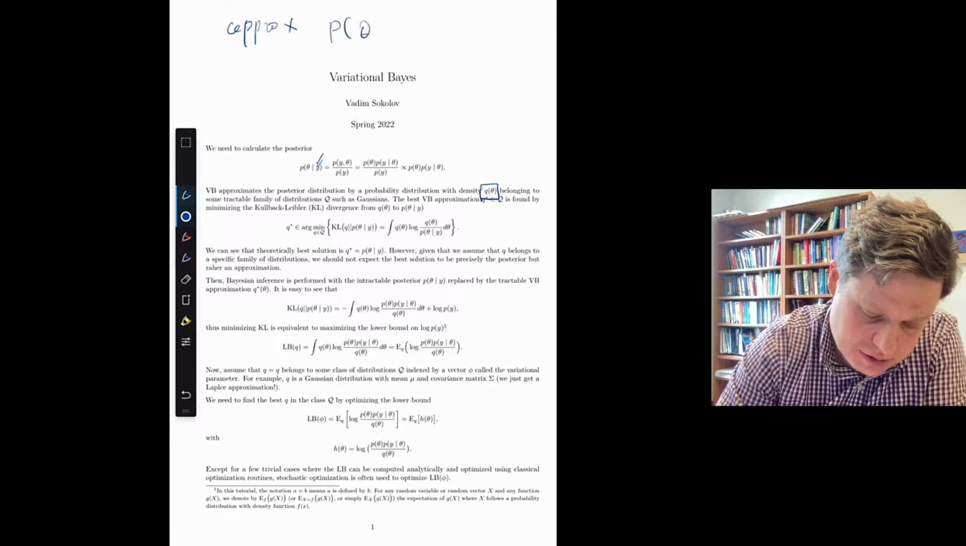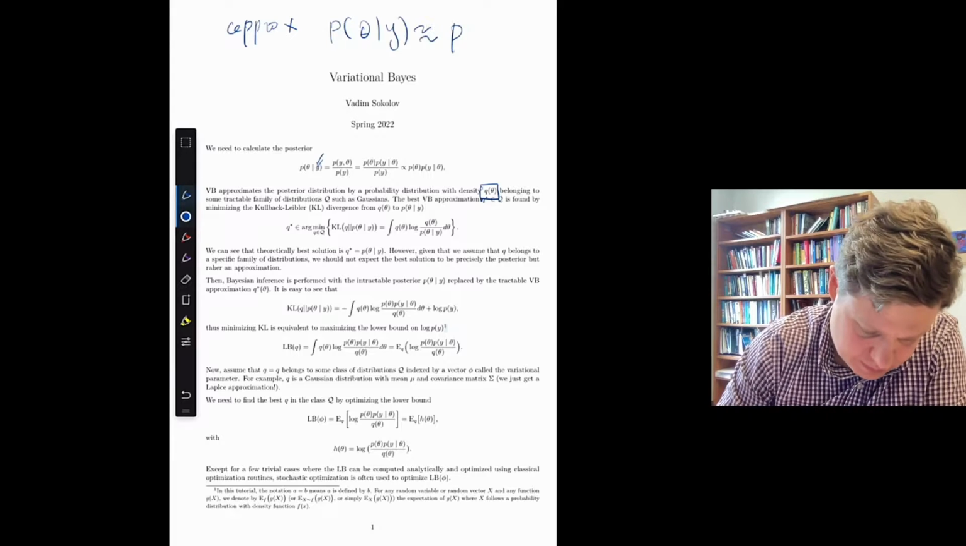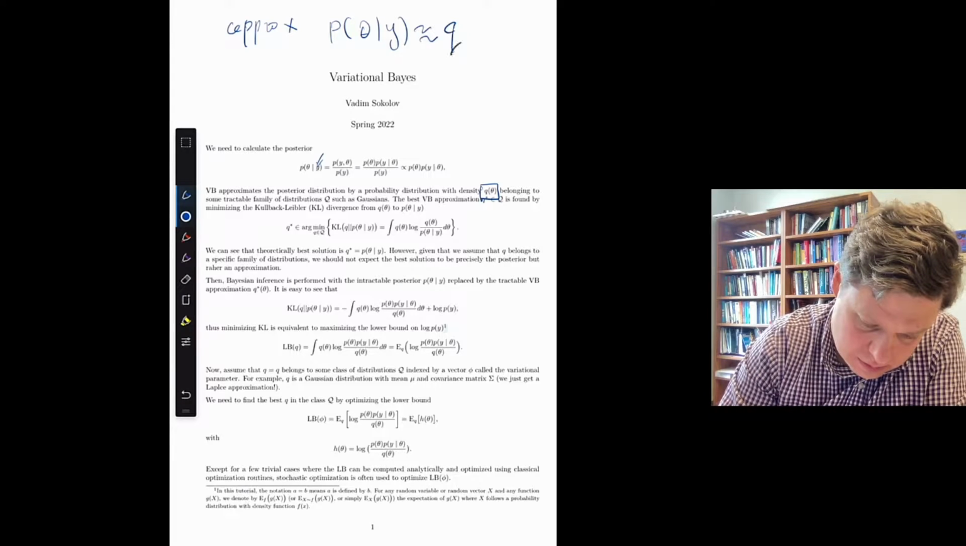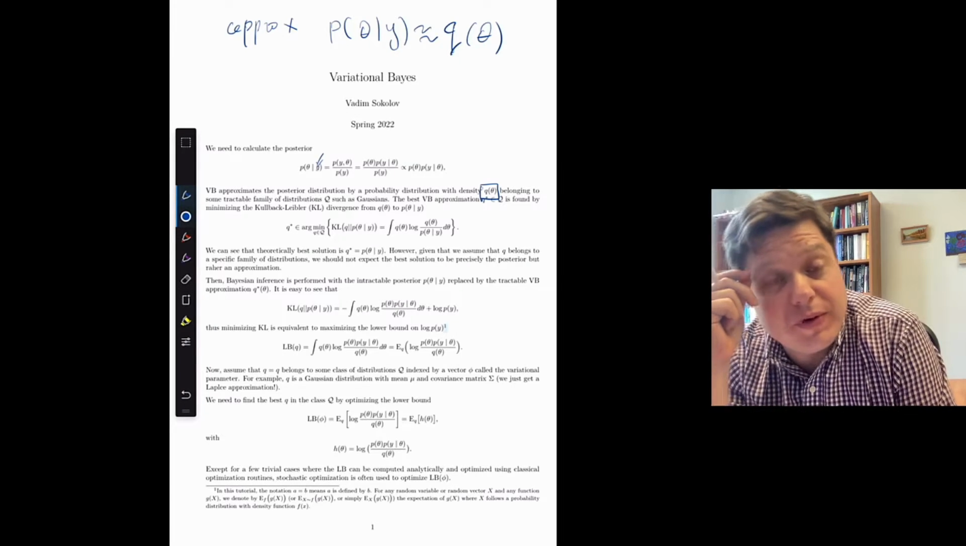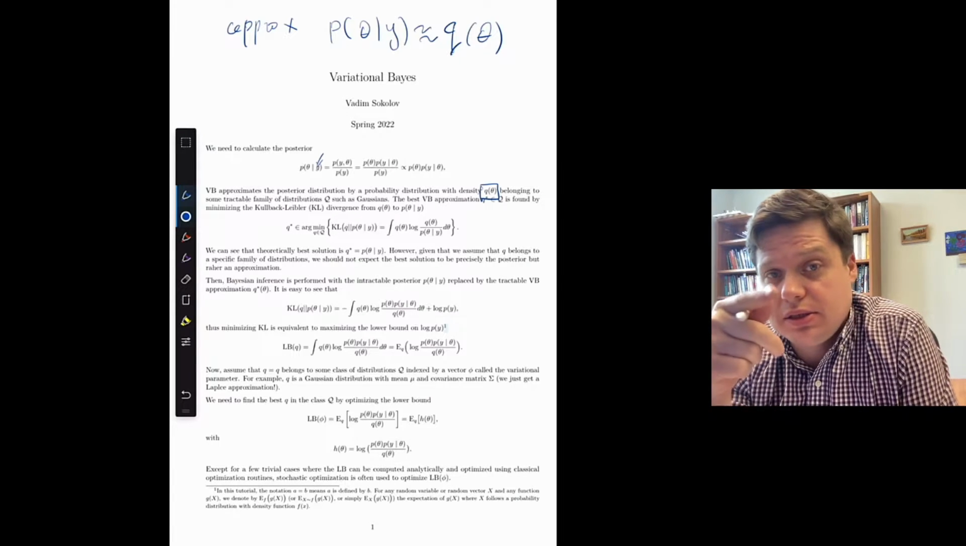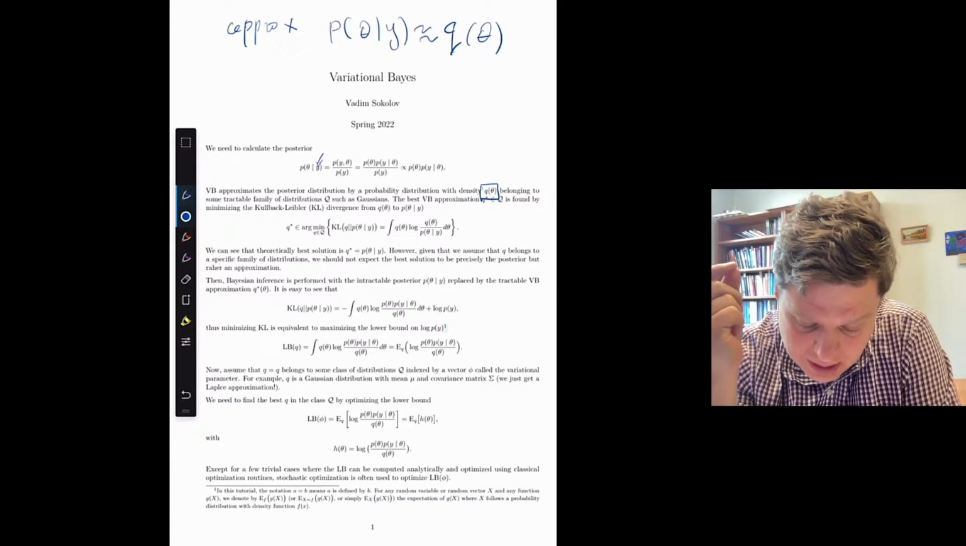So we approximate our posterior, p of theta given y, with q of theta. And the requirements for this q of theta is it's easy to integrate and it's easy to sample from it, and we'll see why.